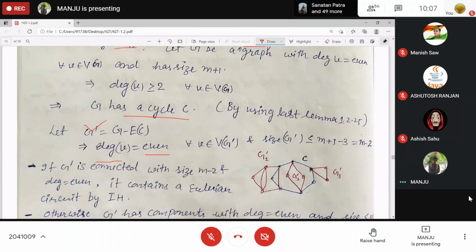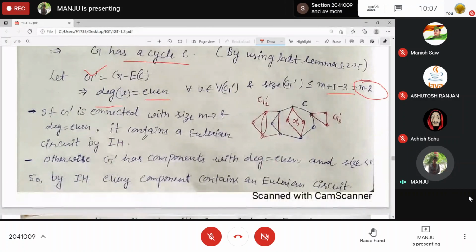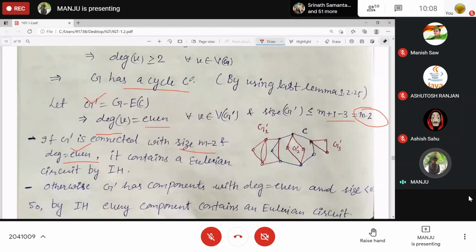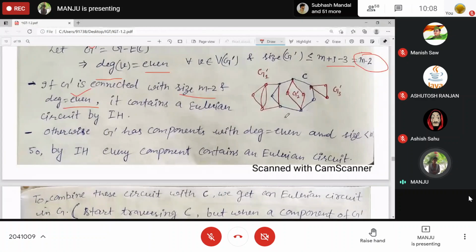And the size is decreased by at least 3, so at most the size will be m minus 2. If G dash is connected, then by using the induction hypothesis, it is true, right? With size m minus 2, which is less than m, in that range up to m, and as all degrees are even, it will contain the Eulerian circuit. Hence G dash contains an Eulerian circuit, and combined with this cycle, it forms the Eulerian circuit for G.